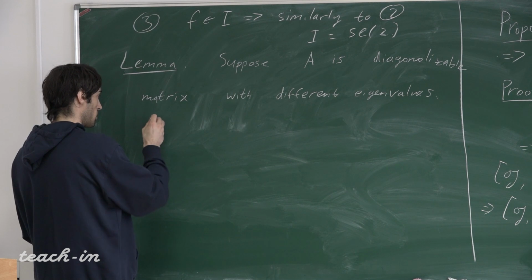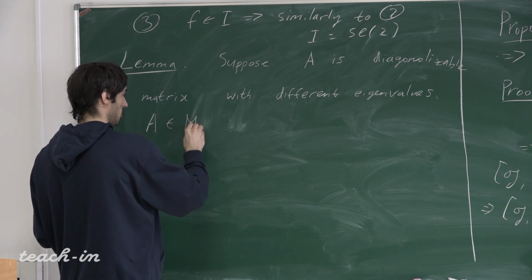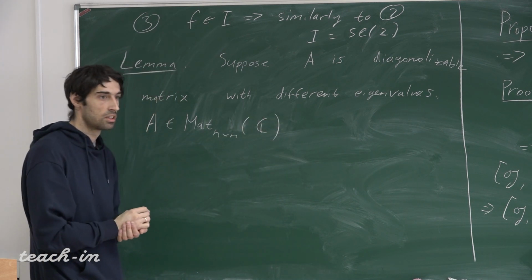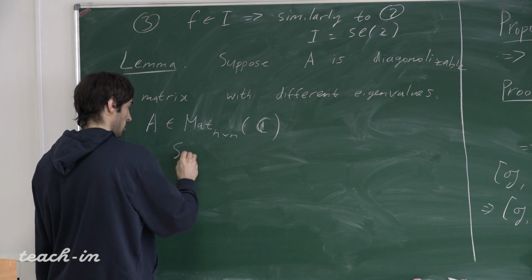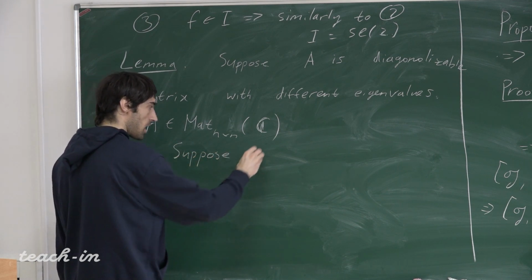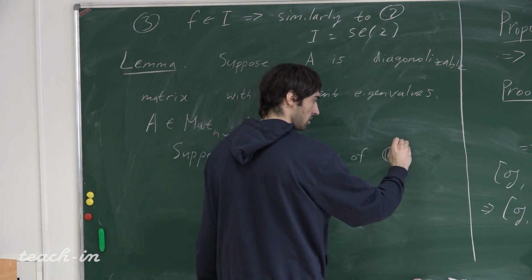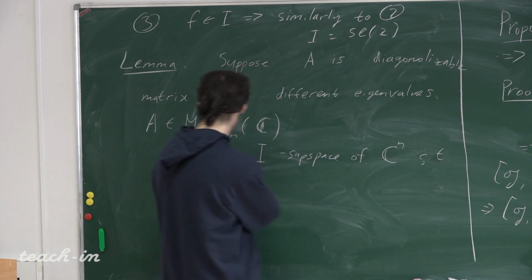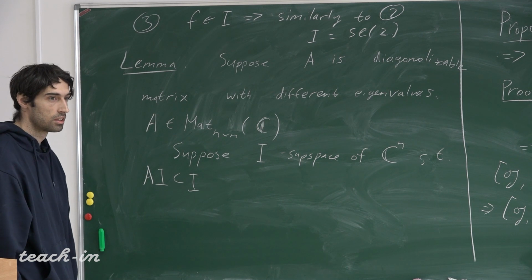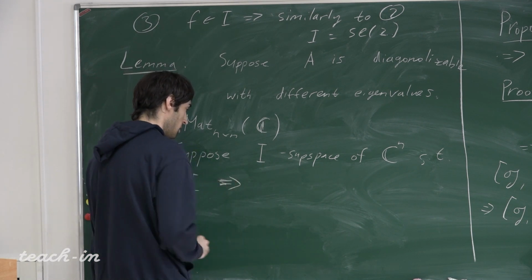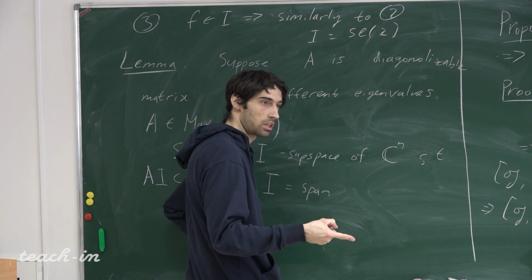Suppose A is, say, an n by n matrix. Then suppose I is a subspace of Cn such that it is invariant with respect to the action of A. Then I is spanned by eigenvectors of A.